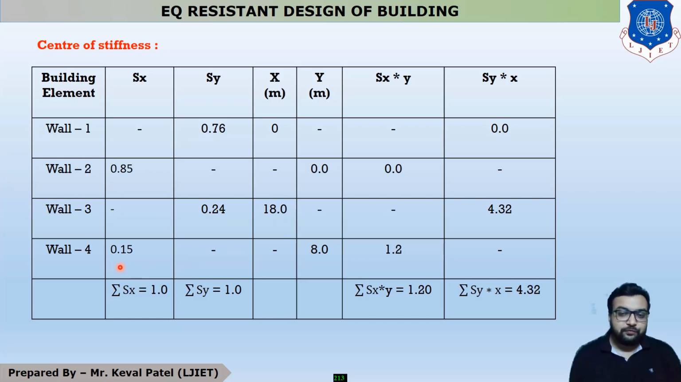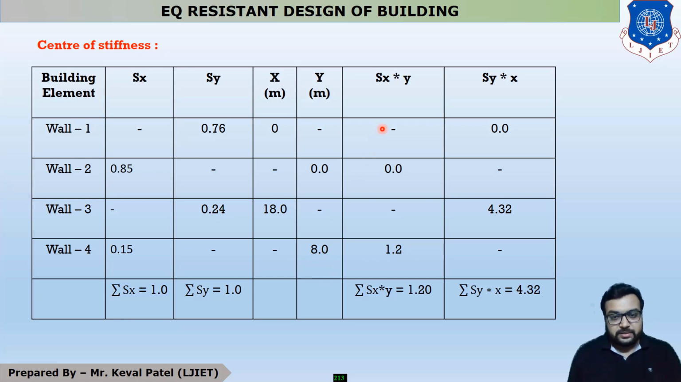And your wall number 4 is in horizontal means x direction, so it takes load of y direction. So what is the distance of y? The distance of y for wall number 4 is 8 meter.